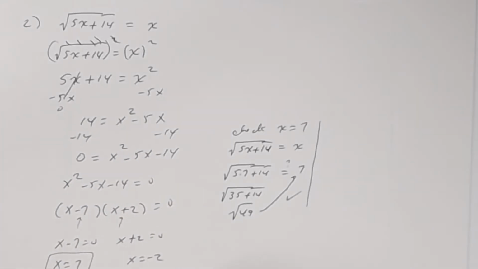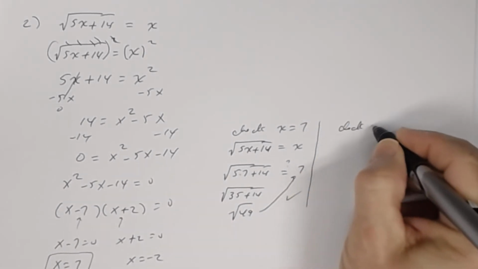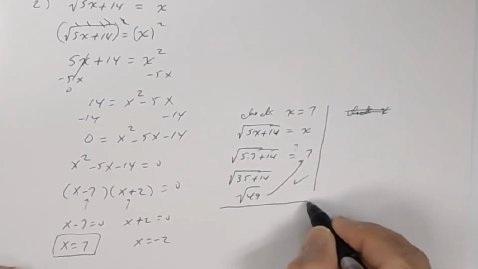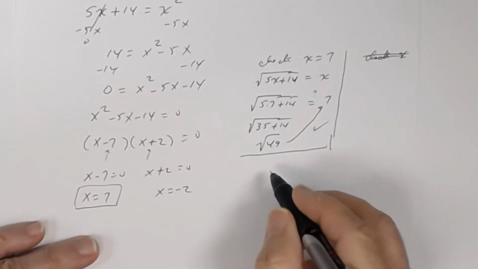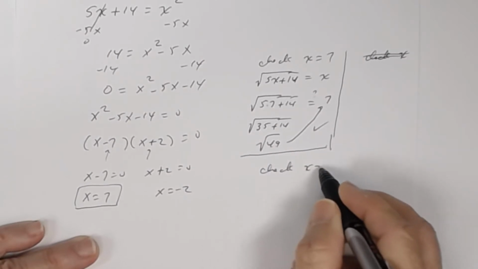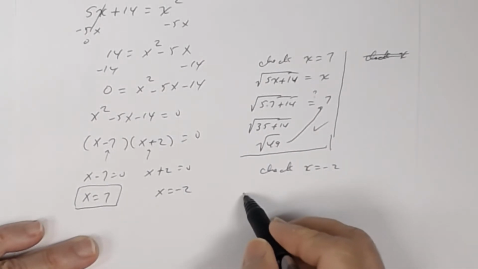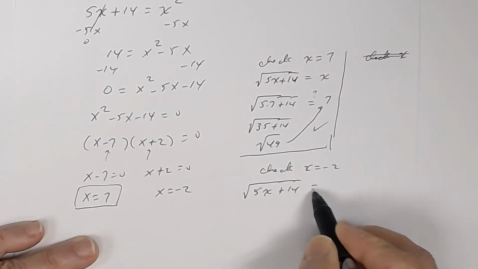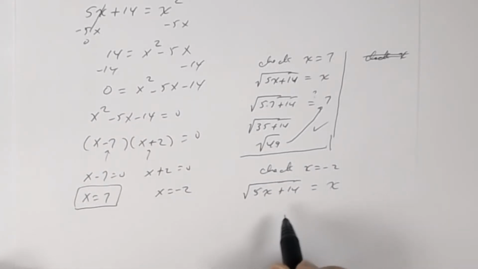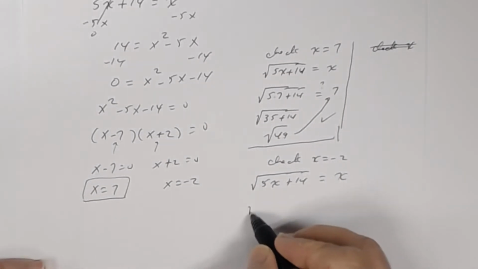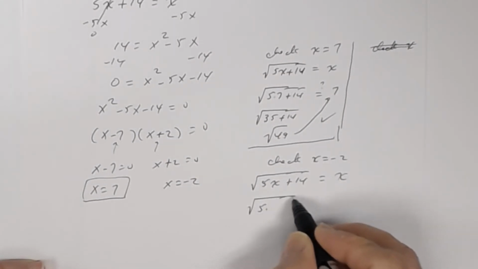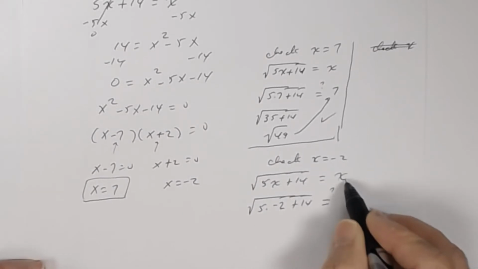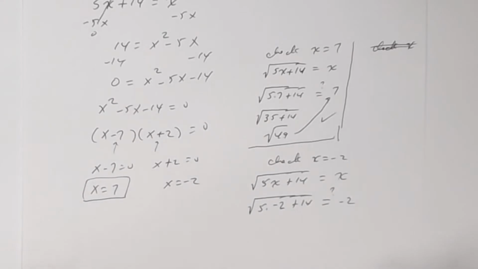Let's look at x equal negative 2. So let's check x equal negative 2. I'm running out of room, so let me go ahead and do that here. So let's check x equal negative 2. So again, remember the original problem was this, square root of 5x plus 14 equal x. So in place of x, I'm going to substitute negative 2. So I get the square root of 5 times negative 2 plus 14, and I want to see if that's going to equal x. Now remember x, we're substituting -2.